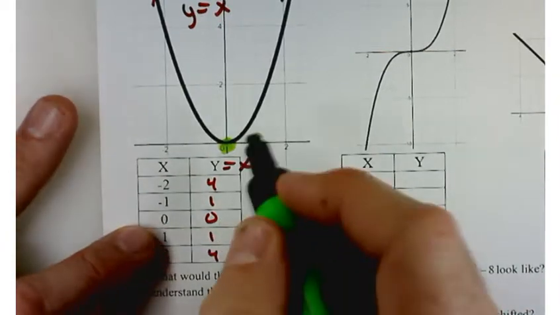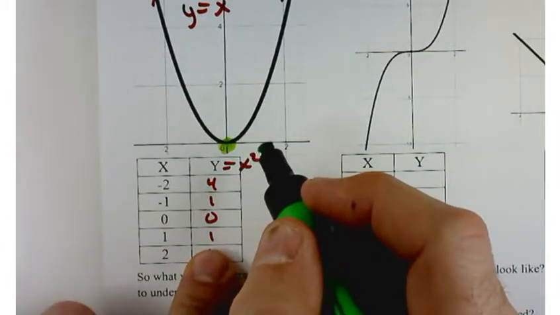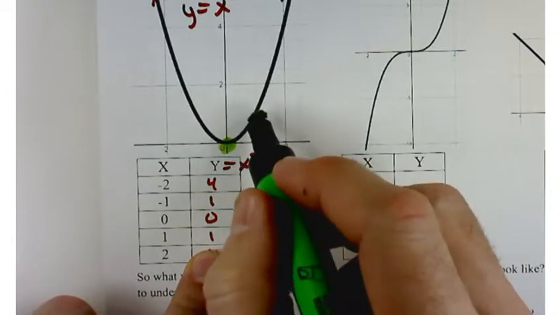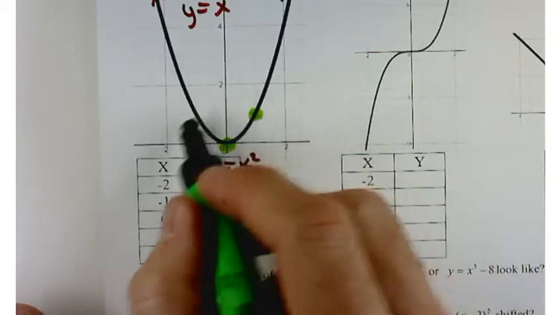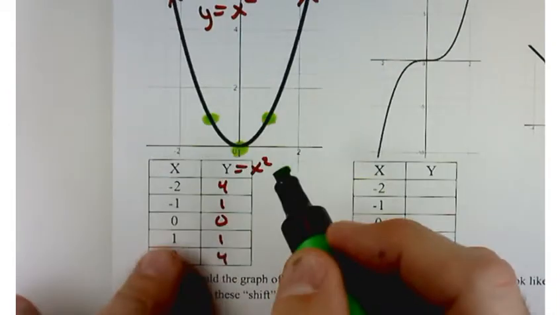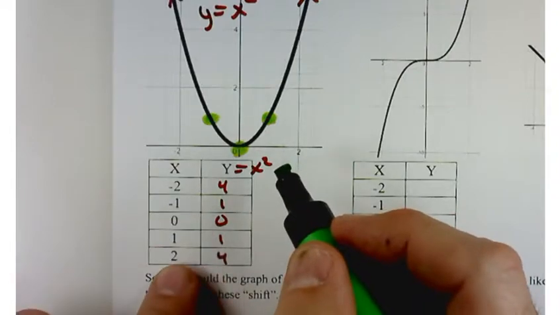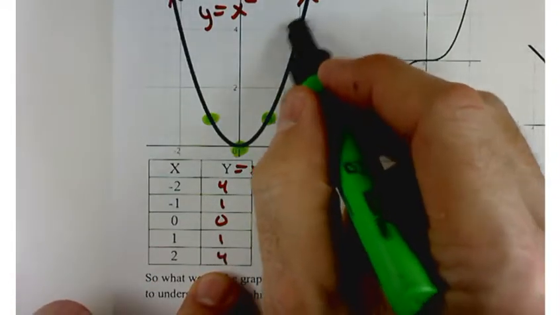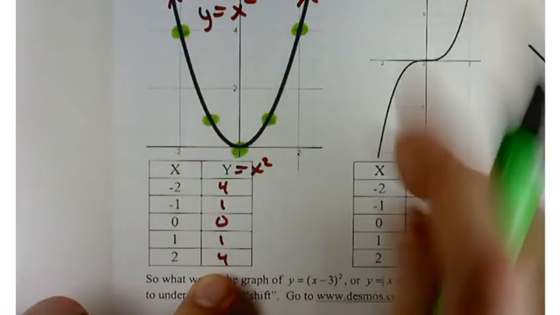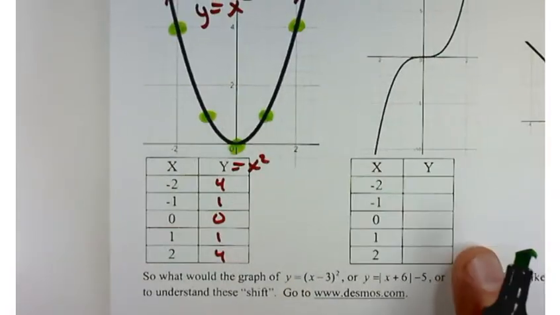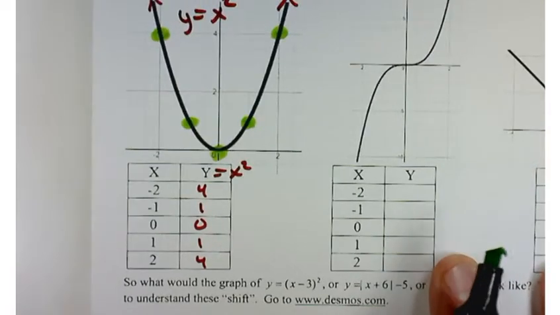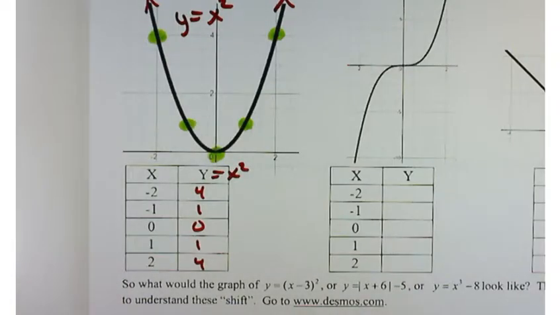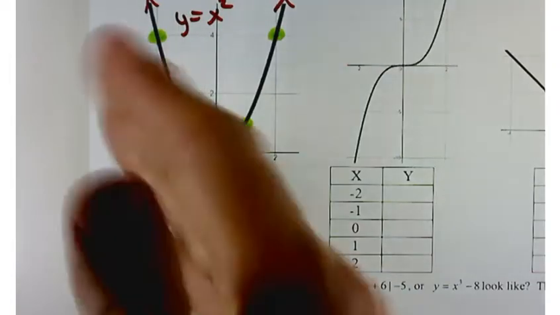So 0, 0 is a point. 1, comma 1, so 1 for x, 1 for y. Negative 1 for x, 1 for y. 2 for x, 4 for y. And then negative 2 for x, and also 4 for y. So I get those points, and you basically play connect the dots in a college-educated way, and you get this nice graph of a parabola.